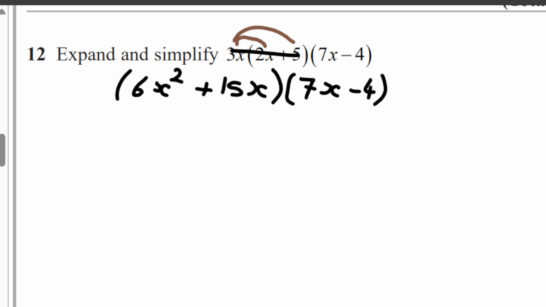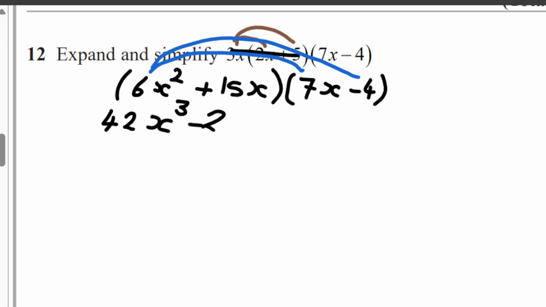Now what I will do is I'll do FOIL, multiply this here, and I multiply that there. So 6x squared times 7x. 6 times 7 is not 7, it's 42, isn't it? So 42, and then x squared times x is x cubed. And then 6x squared times negative 4. So 6 times negative 4 is negative 24, and then write the x squared. We finished with this part.